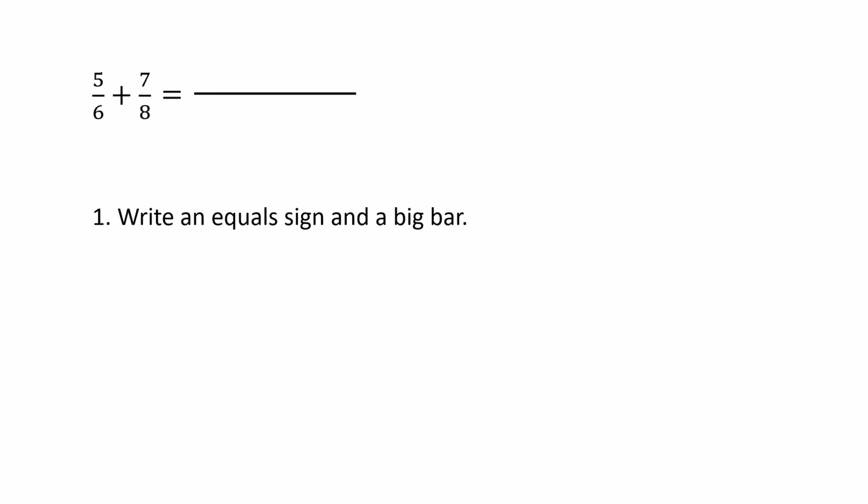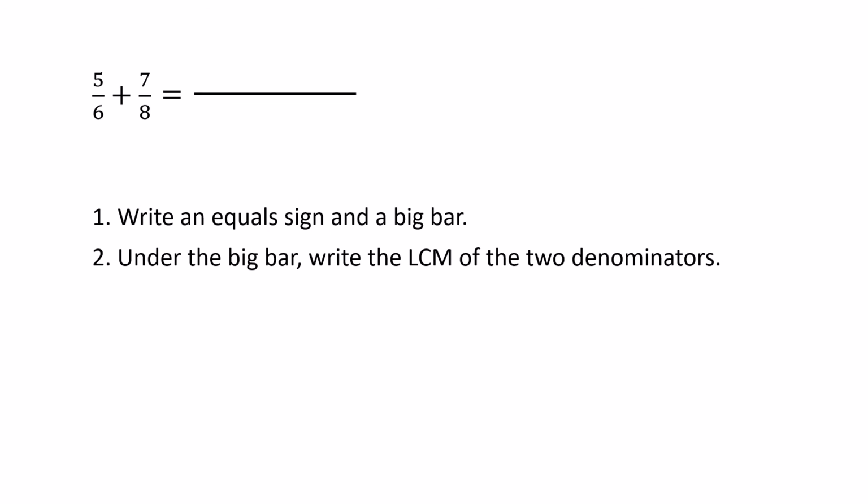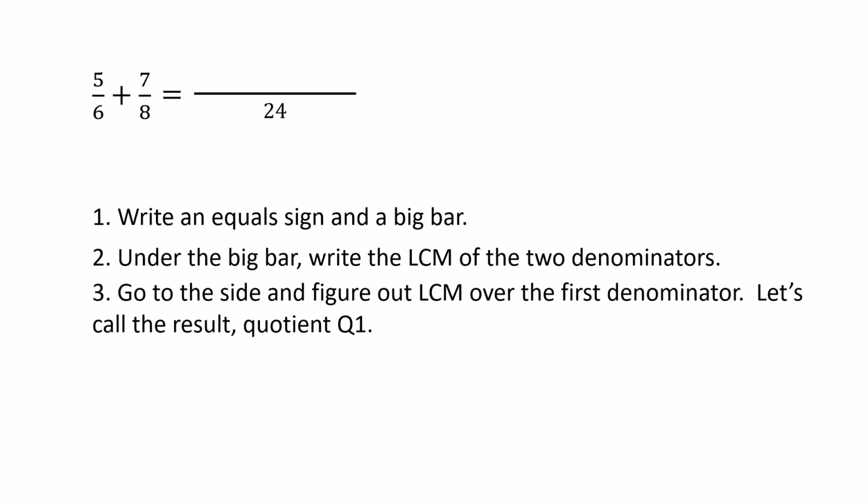And then under the big bar, write the LCM of the two denominators. 6 and 8, the least common multiple of those two is 24, right? So write down 24. And the next step is take the common denominator and divide that by the first denominator. So we have a common denominator of 24 and divide that by the first denominator, 6.